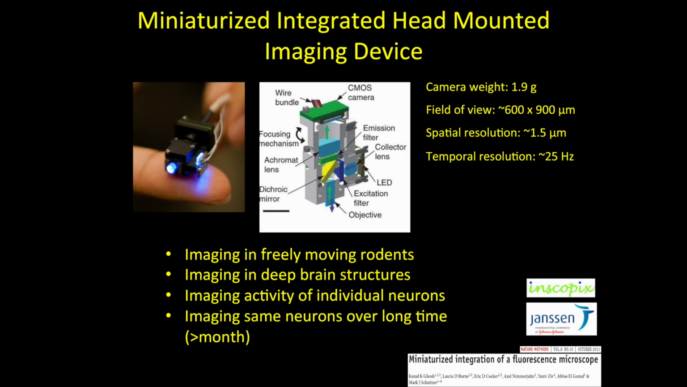What I hope to convince you of by showing this short video fragment is that with this kind of imaging device, you can image calcium activity in freely moving rodents, in deep brain structures. The example I showed was the neuronal activity in area CA1 of the hippocampus. It's a fairly deep brain structure. It's definitely not on the surface. And we can image the activity of individual neurons. You could see the spots flickering in the videos. Those are the individual neurons. And what's not obvious from the movies, but nevertheless true, is that you can image the same neurons over a long period of time, on the order of months.